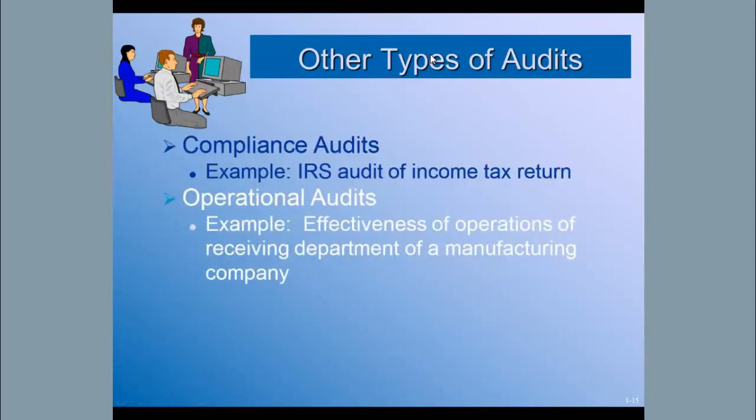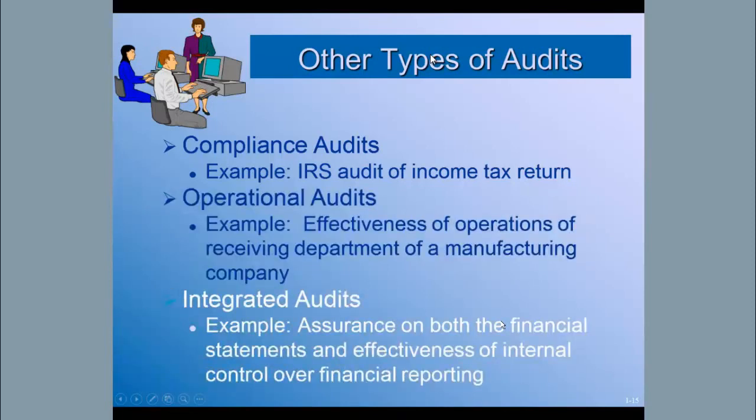Operational audits: all accounting firms have a group of people who do this. We'll go in and measure the effectiveness of operations of a particular department or a particular company. It's a consulting group that comes in. They have expertise they've gotten over the years in how to run a business more effectively and efficiently. And you can do an audit to determine whether they're running the business as efficiently as possible and how they can run it better.